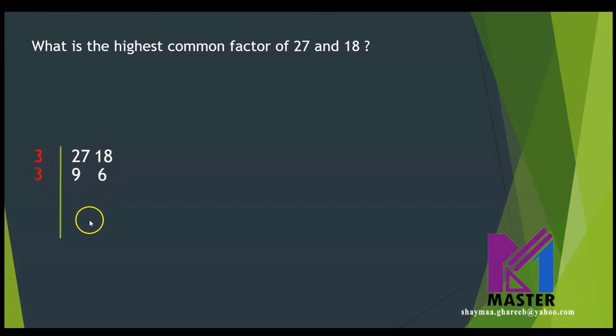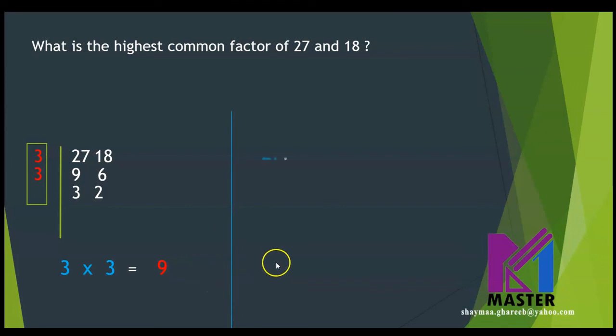I will divide one more time by 3. 9 divided by 3 equals 3. 6 divided by 3 equals 2. I have 3 and 2. I cannot do any more division, which means I will multiply these two numbers together. It will give me 9. So the highest common factor between these two numbers is 9.